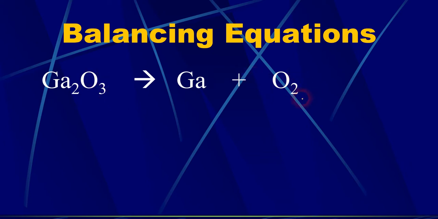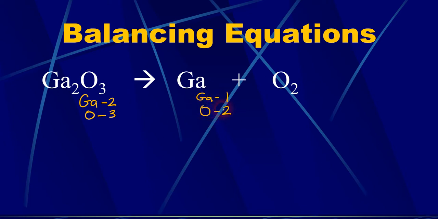So looking at this reaction, you might think that somehow a couple of atoms are destroyed. Well, we know in chemistry that that can't happen. The law of conservation of mass says that atoms cannot be created or destroyed in a chemical reaction. So what we're going to do is take a little inventory here of the atoms that we have on both sides. There are two galliums and three oxygens on the left, and on the right, it looks like we have one gallium and two oxygens.